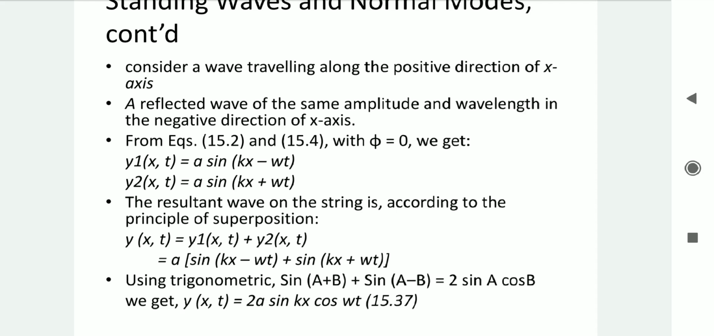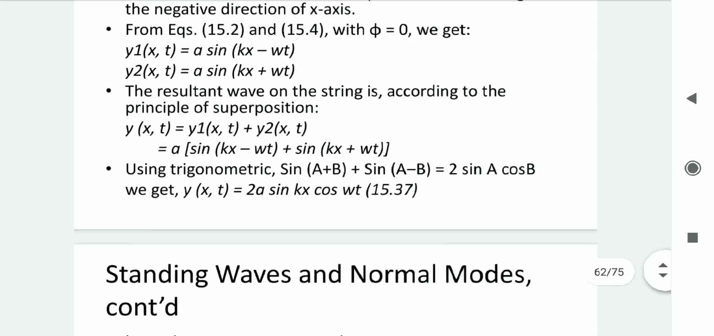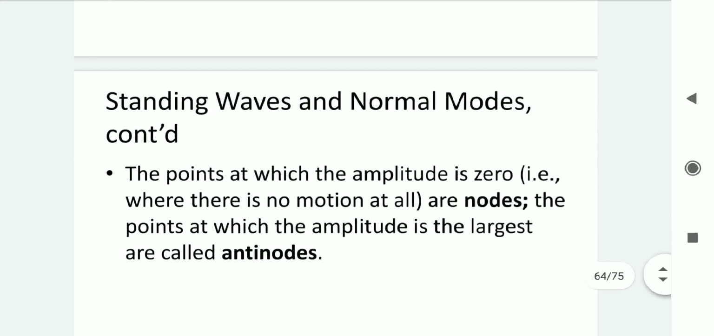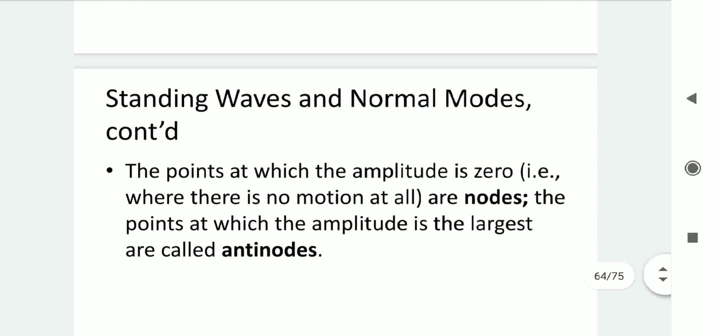So here the wave pattern is neither moving towards the right nor towards the left. It generates a steady pattern with vibration about its mean position, which gives you the standing wave or stationary wave. The points at which the amplitude is 0, where there is no motion, are known as nodes, and the points at which the amplitude is maximum are known as antinodes.